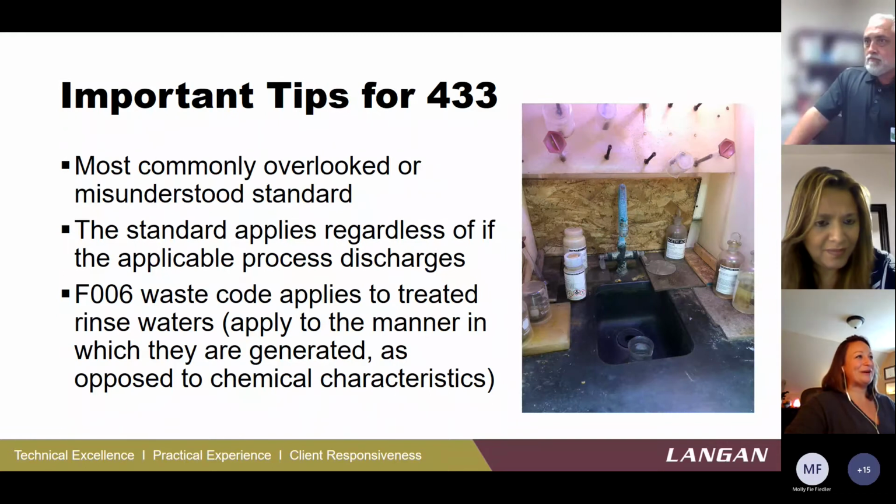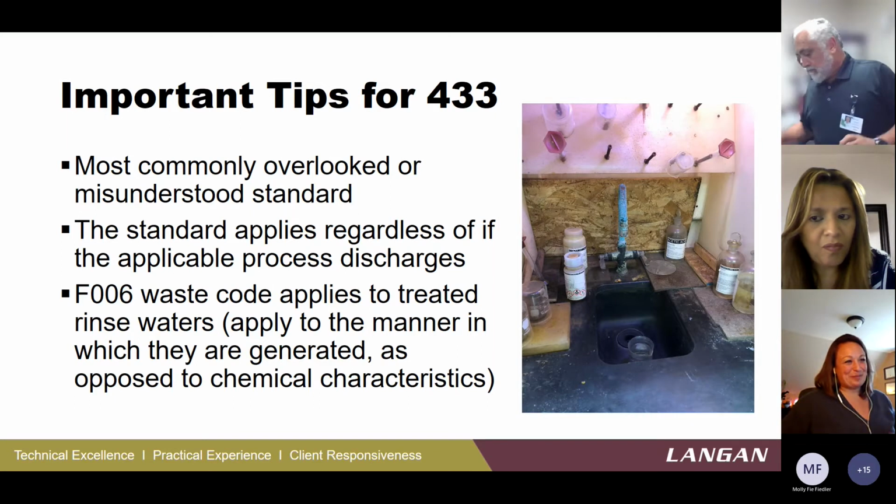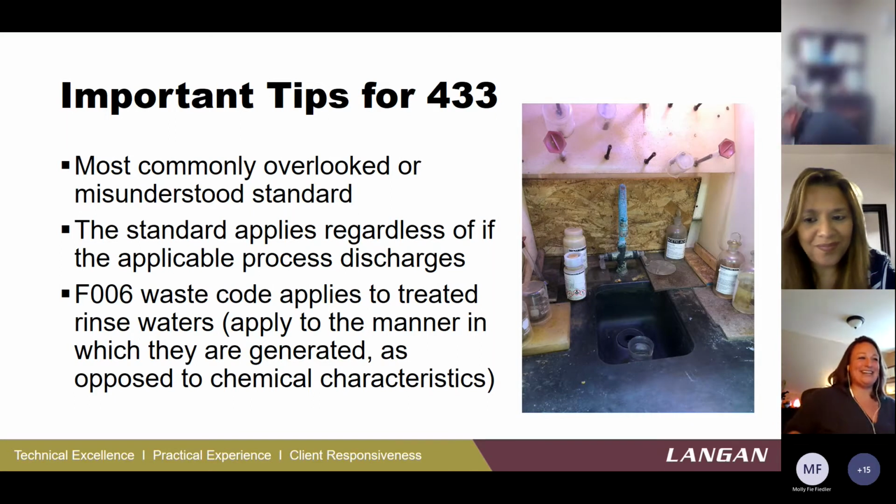So a couple of important tips for 433. I suspect at least one or two people on this call are thinking, yep, this might be me. These are things that are really, really commonly overlooked. You see my picture of this lab sink on the side here.